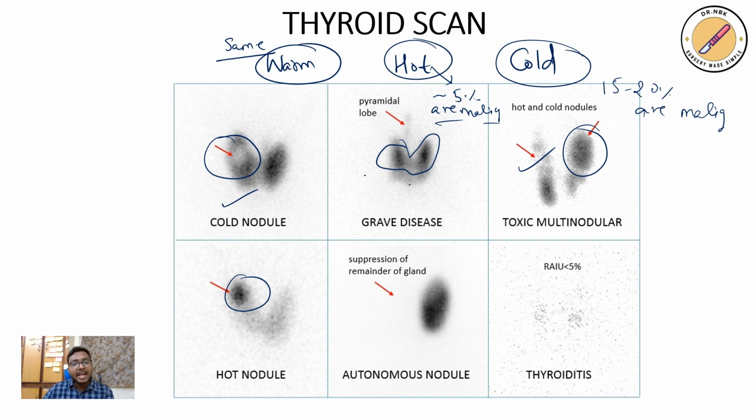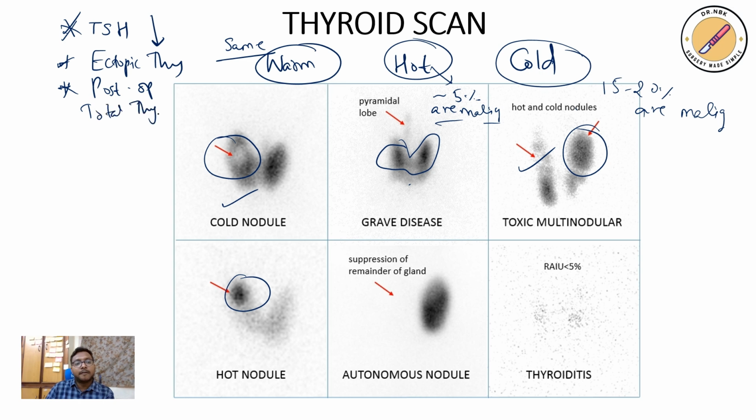What are the main indications for thyroid scan? One is when you have done a thyroid profile and TSH is decreased, which means the patient has hyperthyroidism. Another indication is ectopic thyroid. And very important is the post-operative period, post-op total thyroidectomy for differentiated thyroid cancer. Okay, these are the main indications for thyroid scan. We will see the post-operative scenario in the subsequent slides.